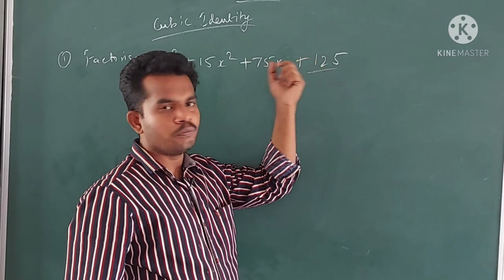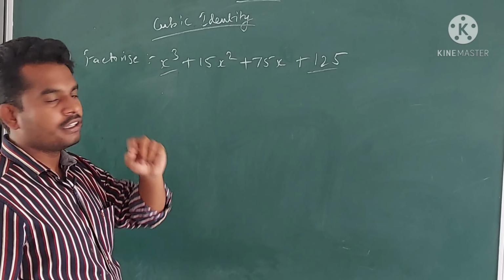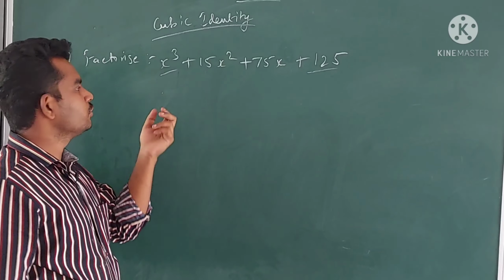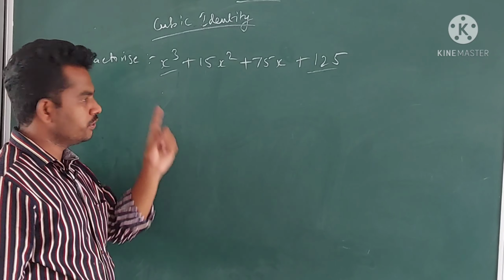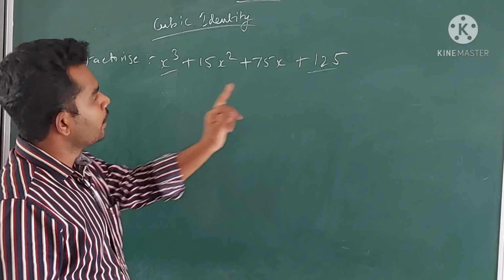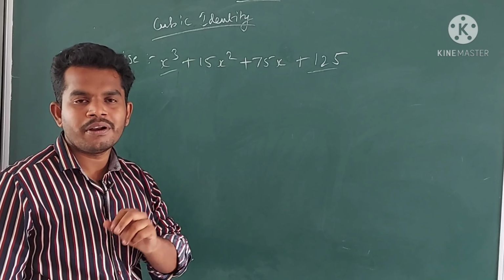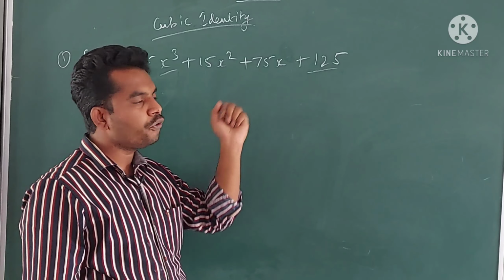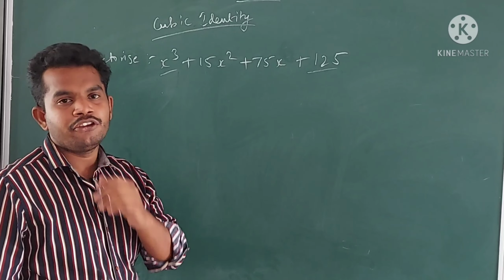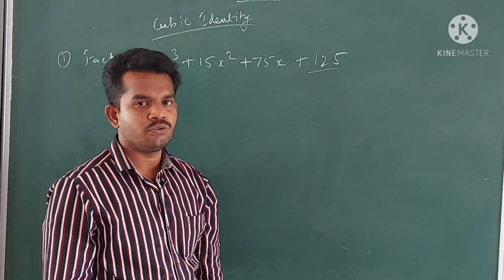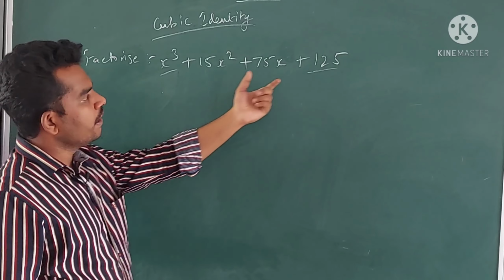It consists of a cube number. Here, what is the coefficient of x? 1. So 1 cube is 1, so 1 is hiding in the x cube term. That is one clue. Here 125: is 125 a cube number or not? Yes, it is a cube number. Which cube is it? Yes, 5 cube. 5 cube equals 125. So in this way you can find the factors.